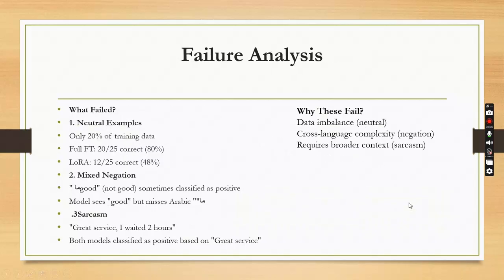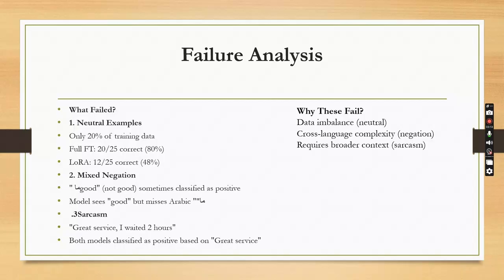Now we can go to failure analysis. No model is really perfect. First, neutral examples. Remember, 20% of our data. It was very hard to identify them, and the model didn't learn this class well. This is a data problem. If we had more neutral examples, performance would improve, but because we're emulating real data sets, which tend to have a 20% split compared to other classes, that is why it is like this.